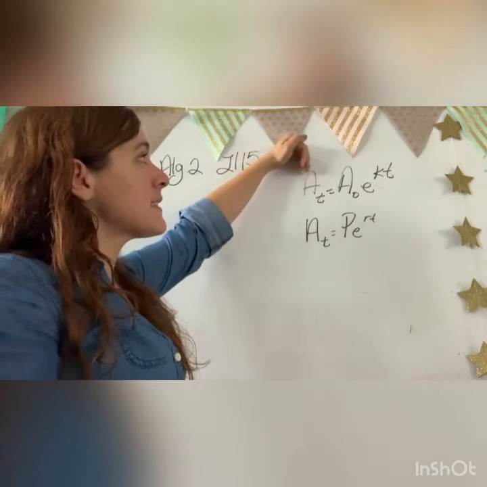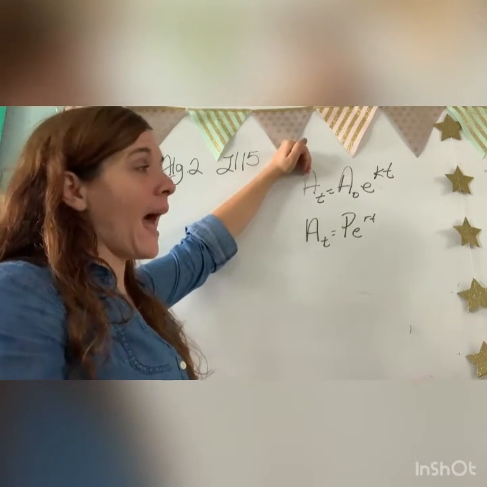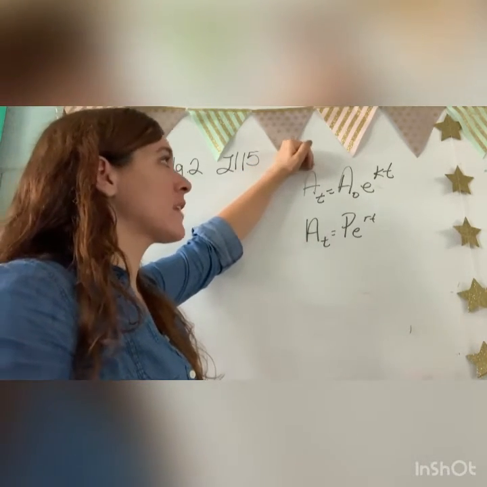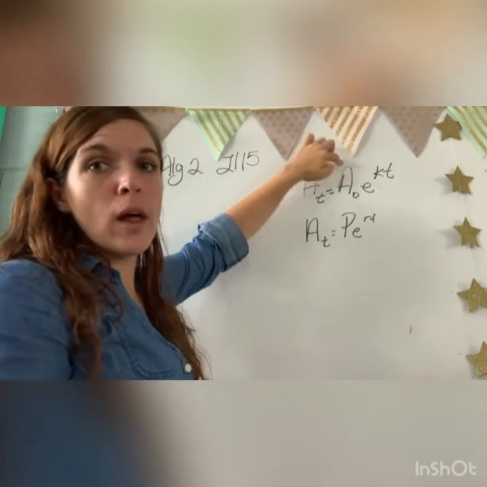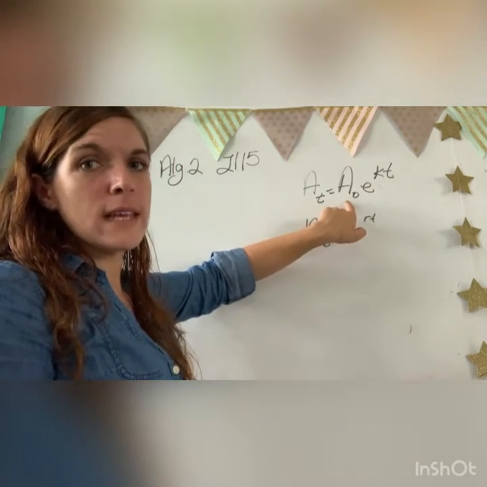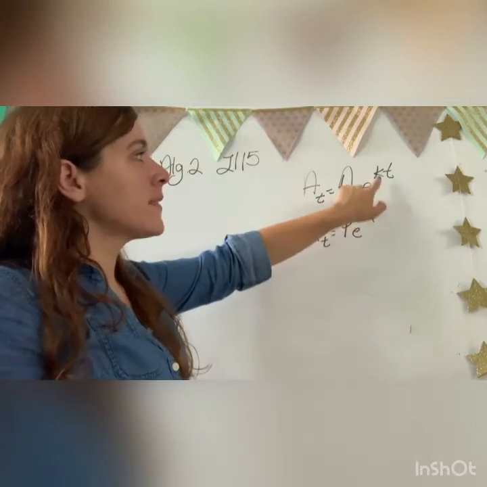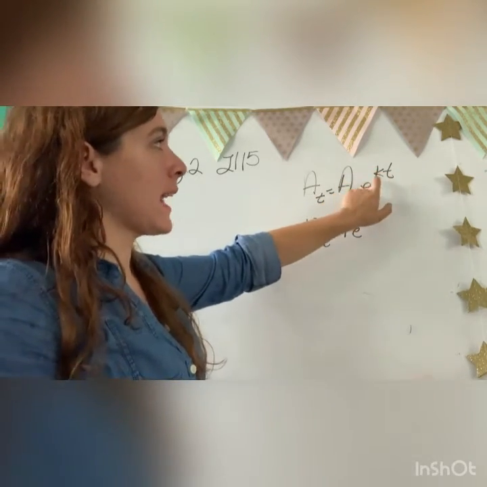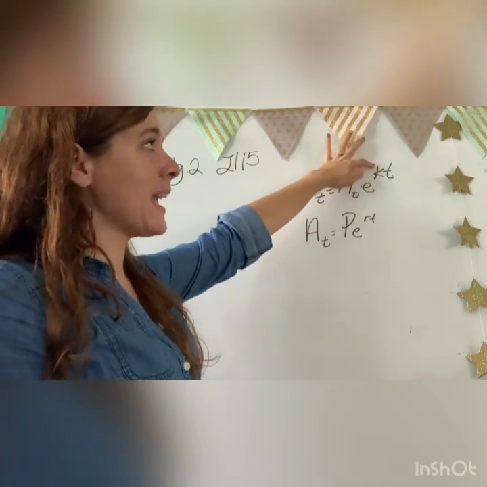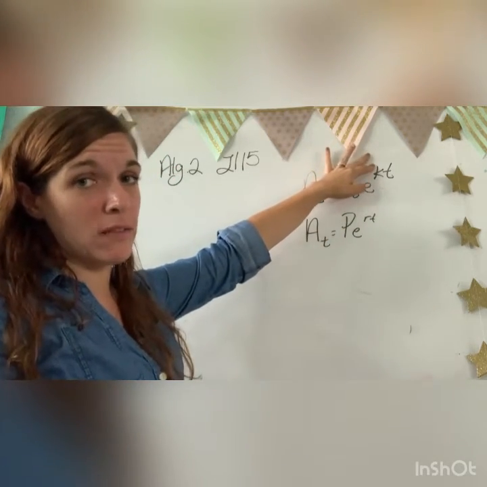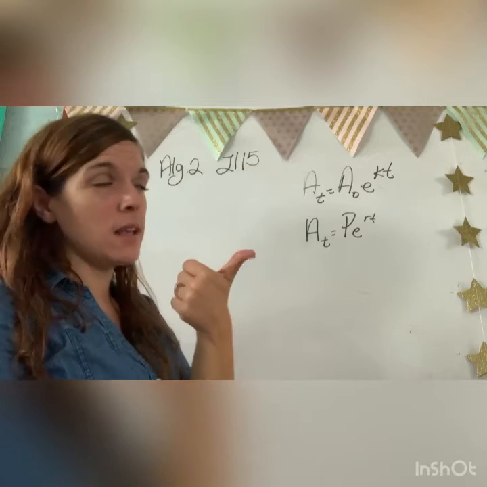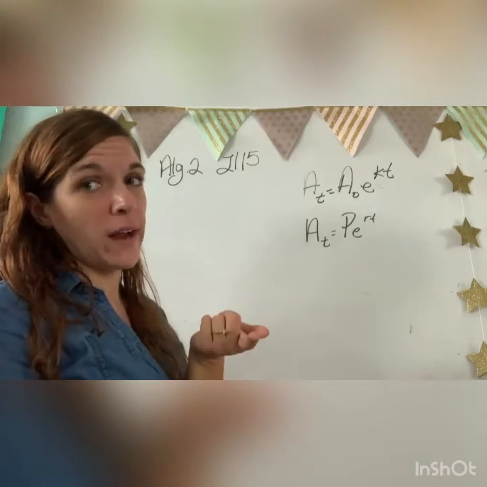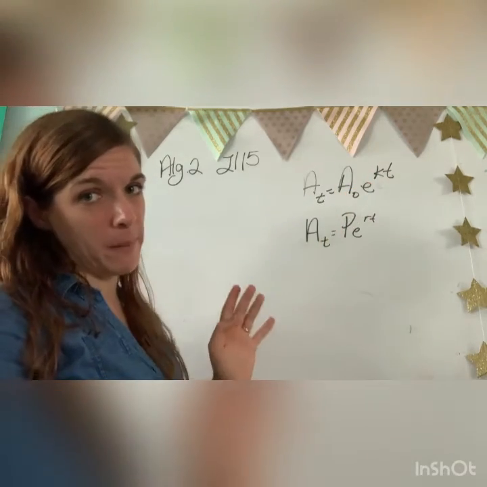What this one is, this is the amount after a certain amount of time. So this is your answer. This is your original amount, okay, original quantity. That's why the O is there. Times e, remember that's your natural log, to the k times t. k is just a variable. We have to search for that. Either they give it to us or we have to solve for it, okay? And t is your time.